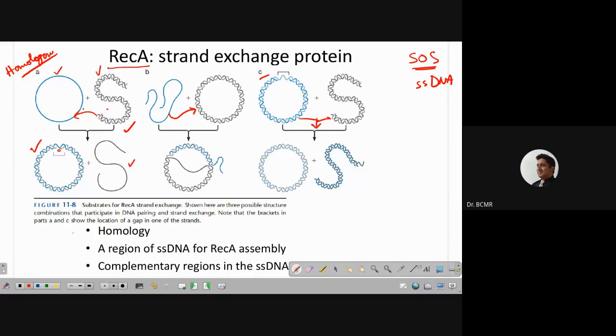What is RecA? It can exchange single-strand DNA from one molecule to another molecule. For exchange to be mediated, it needs homology. Homology is high sequence similarity.